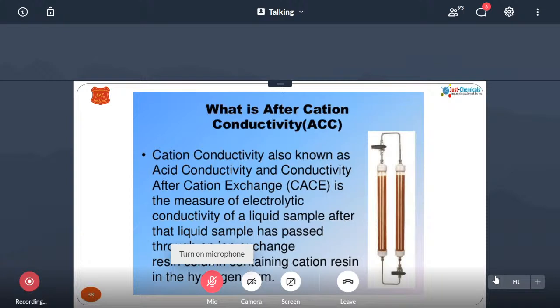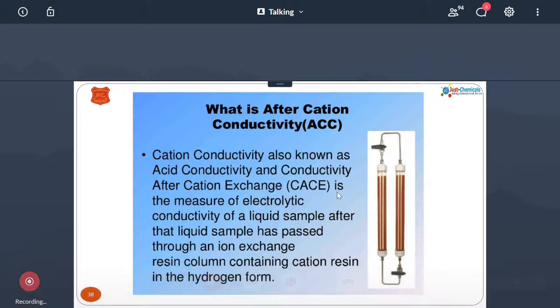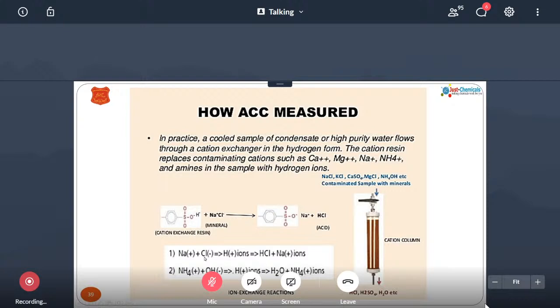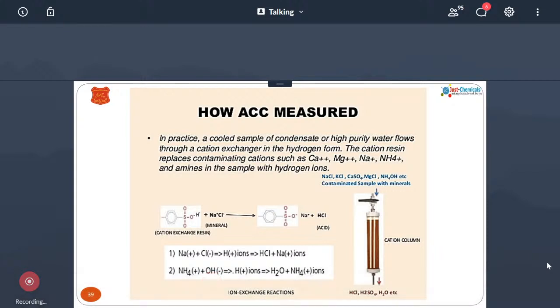Silent from the DM plant. So if there is some anion present in the water, some kind of contamination coming either from condenser leakage or from feed water or from your chemical addition, then this will catch the ions. Sodium will be caught and chloride will be released as HCl. So there will be a sudden spike in the cation conductivity, which will indicate that there is some contamination in the water.